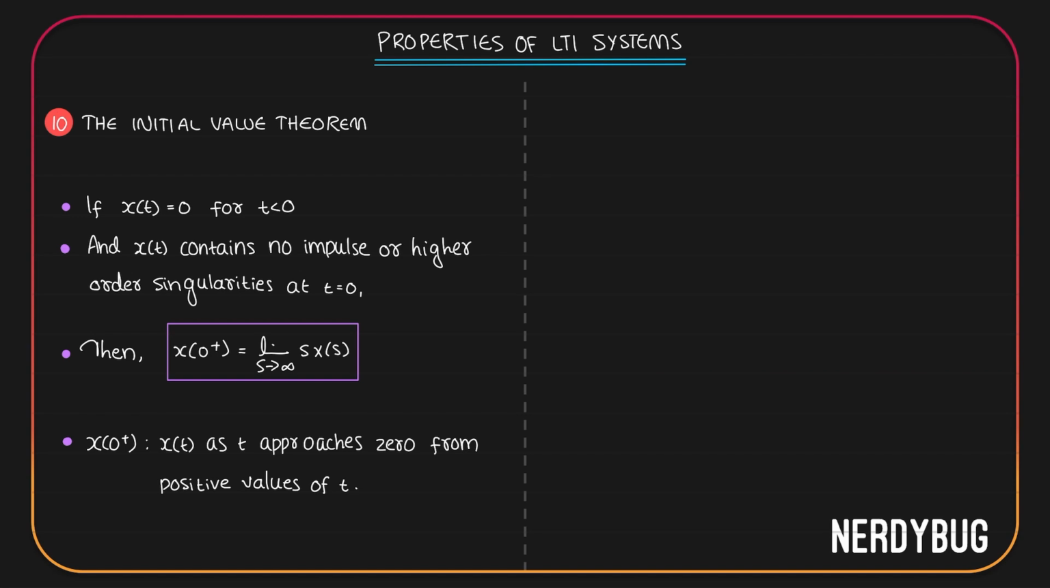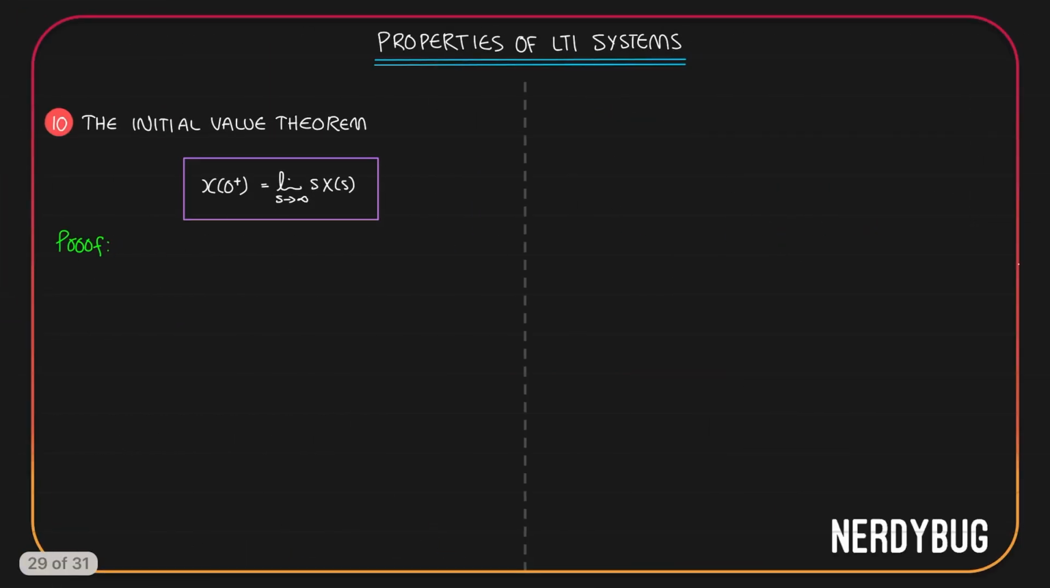Now the condition for this to be true is x of t should be 0 for t less than 0 and x of t should not have any impulse or other singularities at t equal to 0. By singularities, we mean that the signal should not have any abrupt change at t equal to 0. It should be well defined. Having an impulse is actually considered a singularity. So as long as x of t is 0 for t less than 0 and x of t does not have any impulse or other singularities at t equal to 0, x of 0 plus will be equal to limit s tends to infinity s x of s. Obviously, we have to prove it.